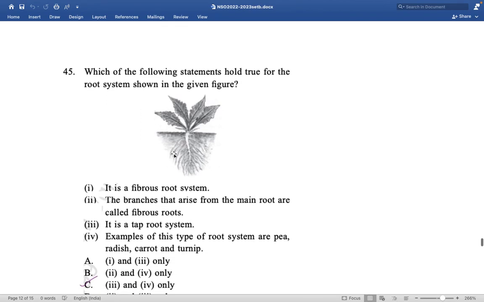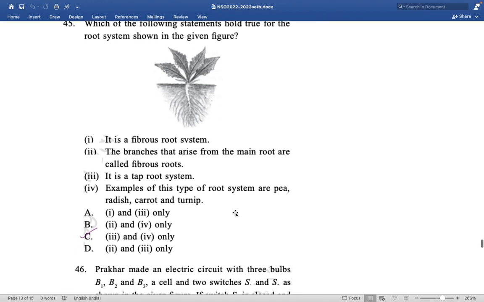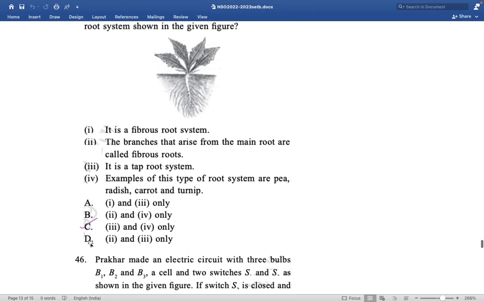Here in the given figure, it shows us a taproot system, not a fibrous root. Examples of this type of root systems are pea, radish, carrot, turnip, and many other propagating roots. So C is the answer.